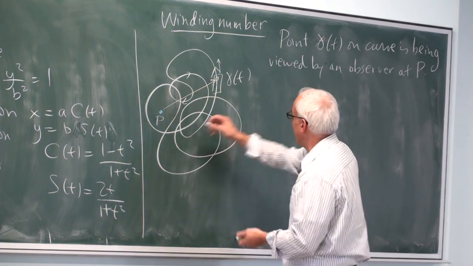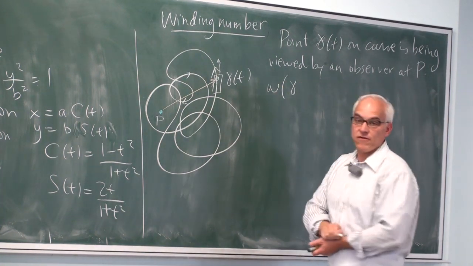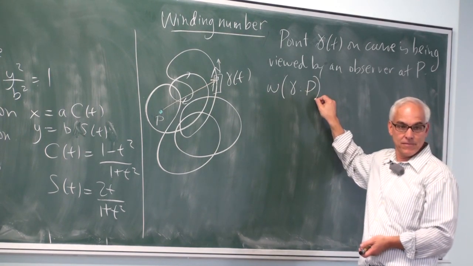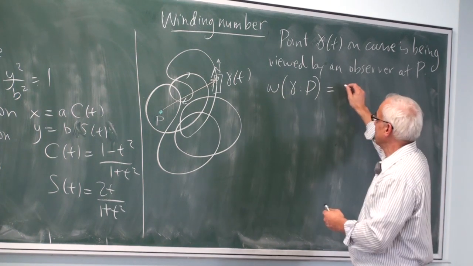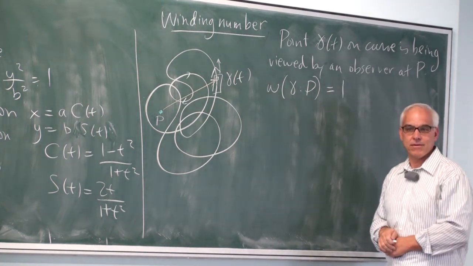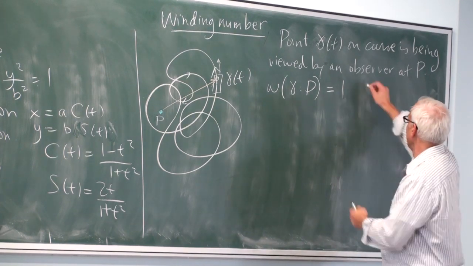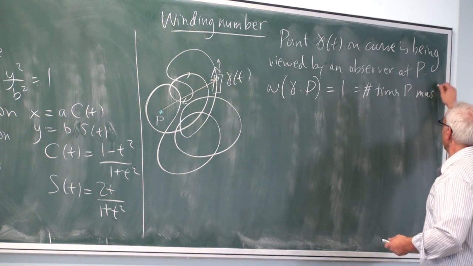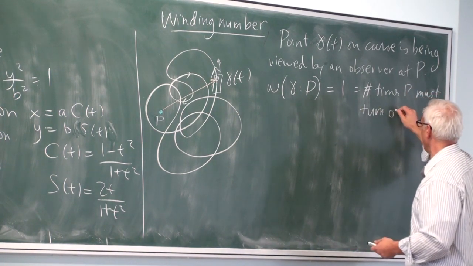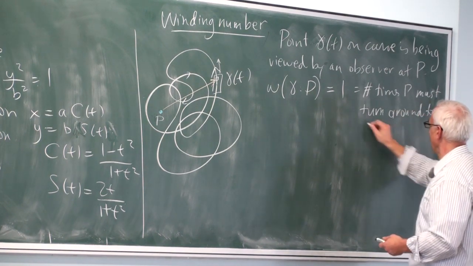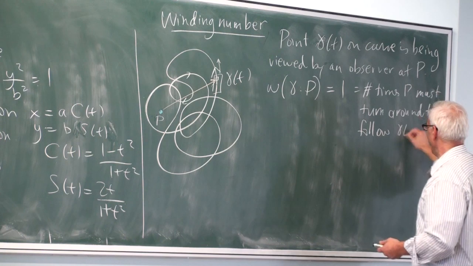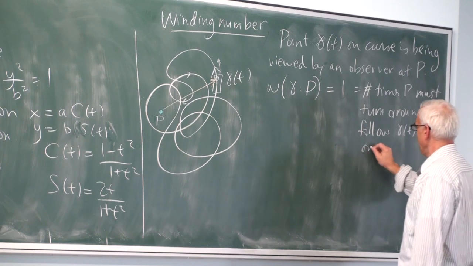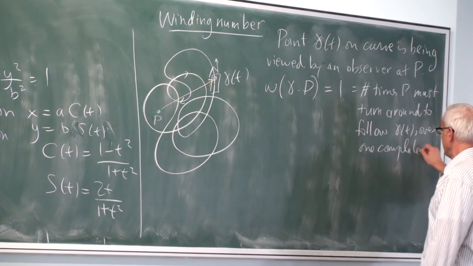So we'll say that in this case, the winding number of the curve gamma with respect to the point P is, in this case, what do we say? 1. So it's the number of times that P must turn around to follow gamma of T as it goes around over one complete loop.